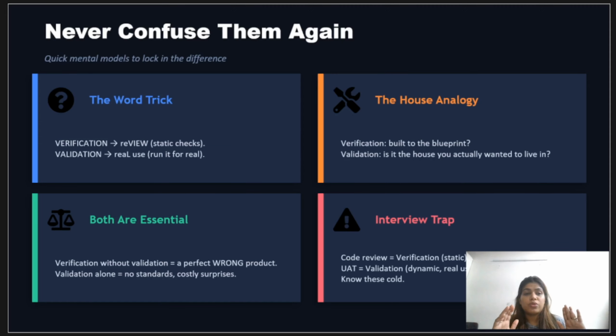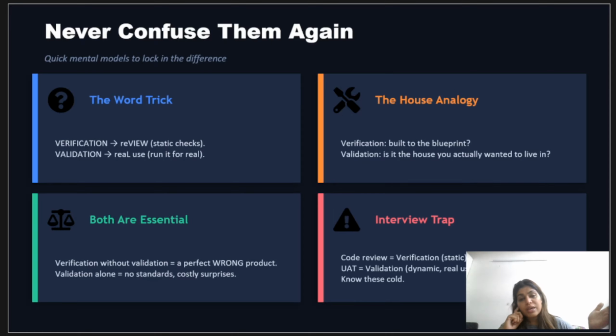Now, you can use some tricks or distinctions with memory aids that are present in this slide. If we talk about the word trick, verification is review. It's static, you review. It has VI. Validation has L, the real use, running it for real. Silly, but it sticks in someone's mind.